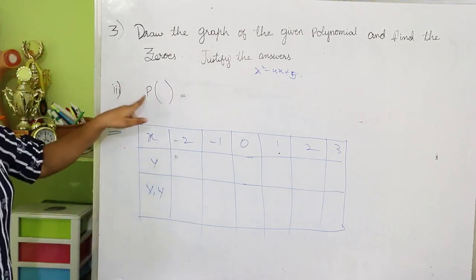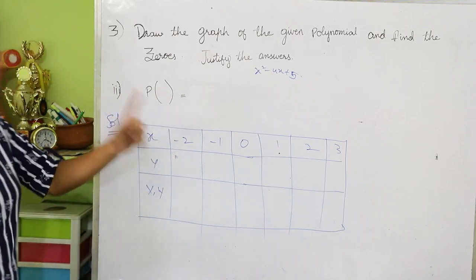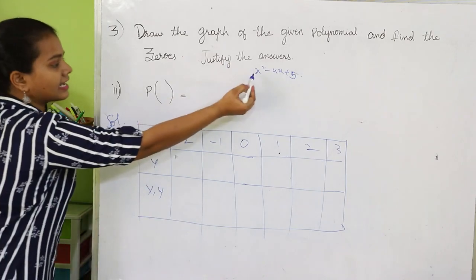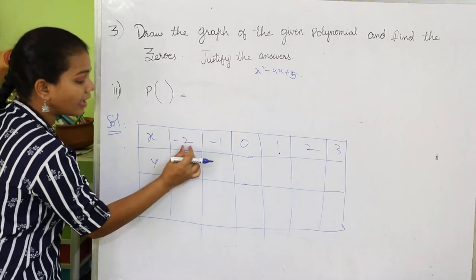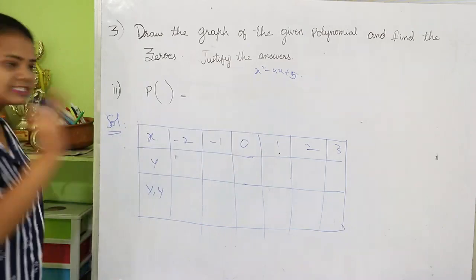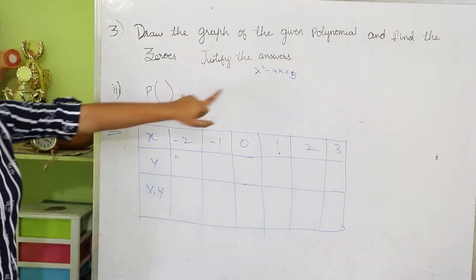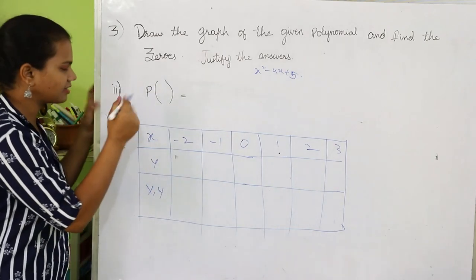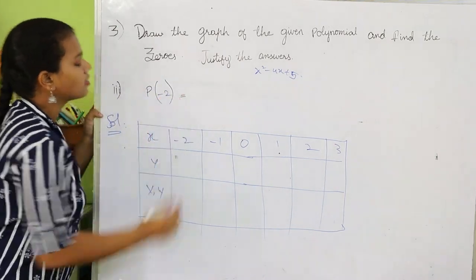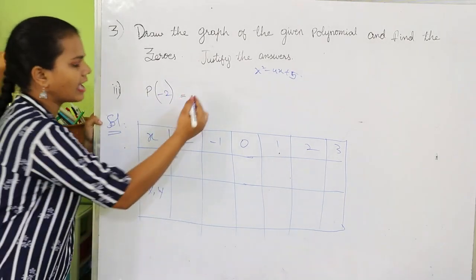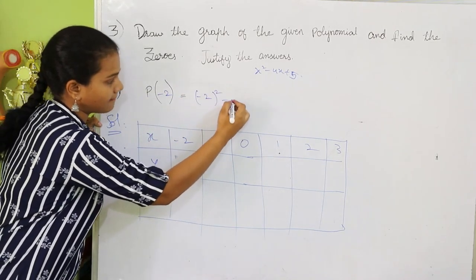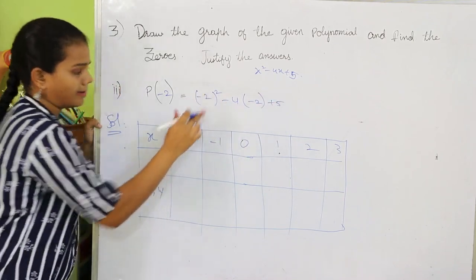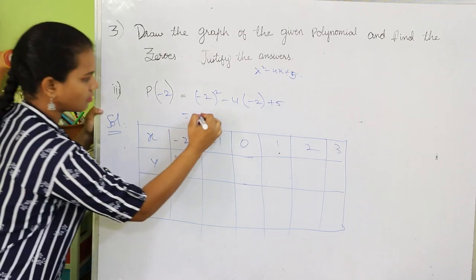Now here, p of x means the polynomial, where instead of x we are substituting one value. We consider x as -2. You place the value -2 in the x place, then you will get the y value. So let's solve the given equation. If x equals -2, then p of x equals -2 whole square minus 4 into -2 plus 5. Clear? -2 into -2, how much? 4.